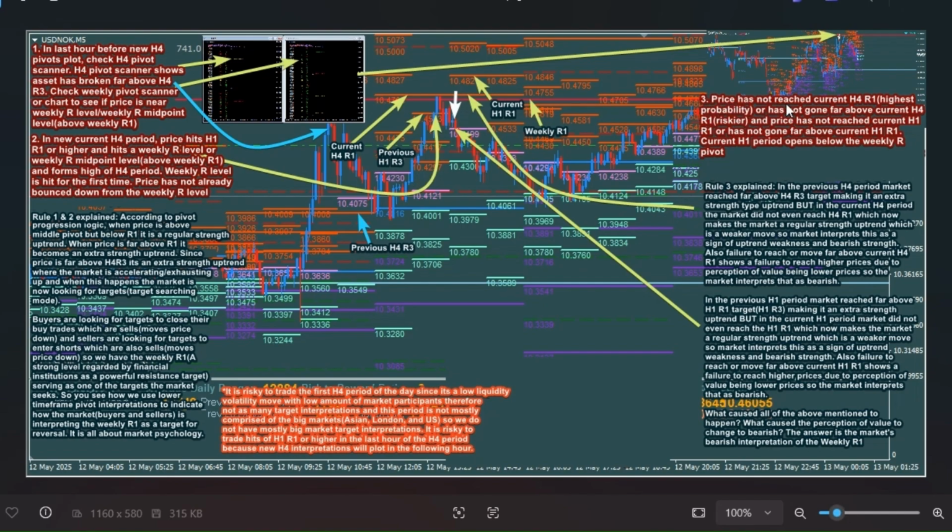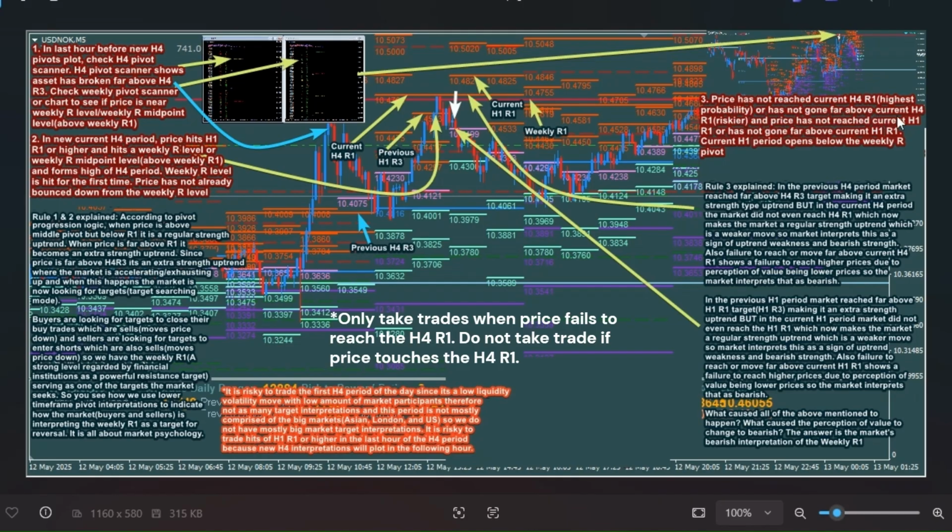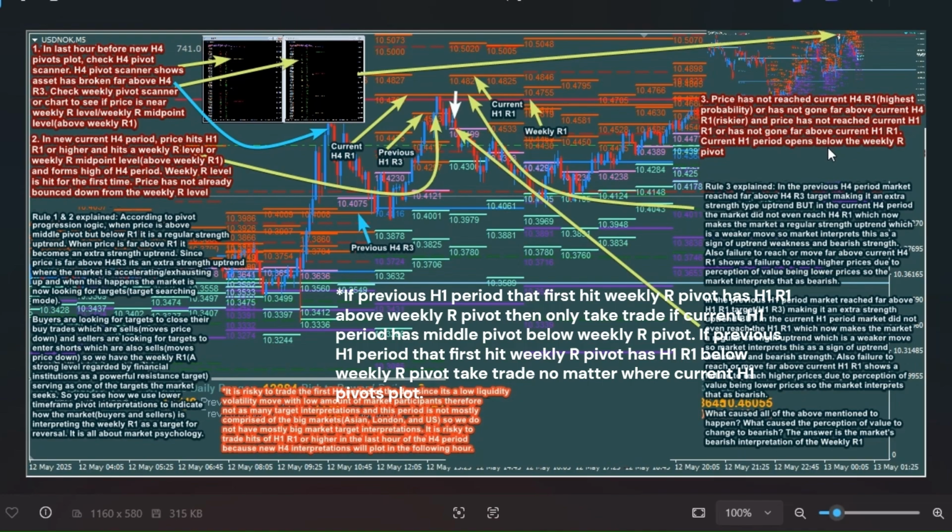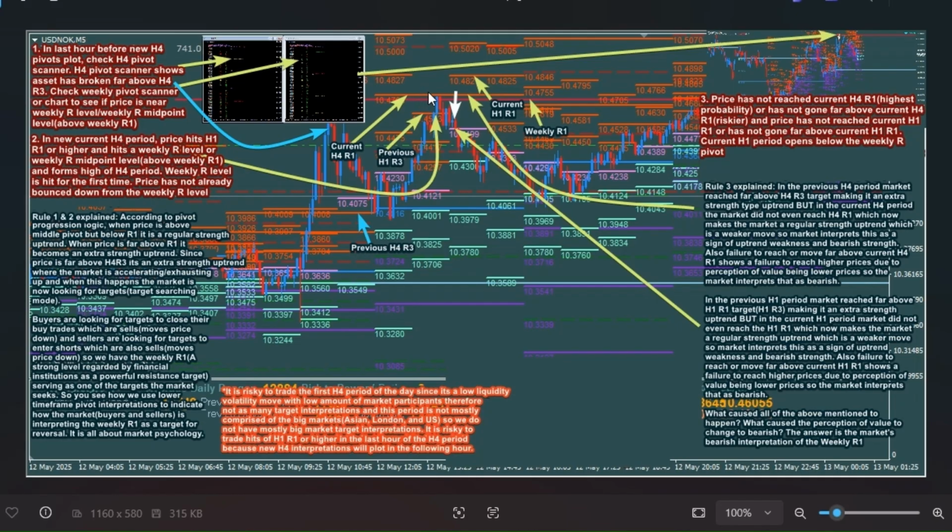Rule number 3, price has not reached current H4R1, highest probability, or has not gone far above current H4R1, riskier, and price has not reached current H1R1 or has not gone far above current H1R1. Current H1 period opens below the weekly R pivot, okay? You see in the current H4 period, price fails to reach the H4R1, okay? That is considered a sign of uptrend weakness.